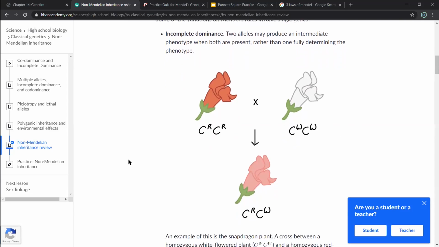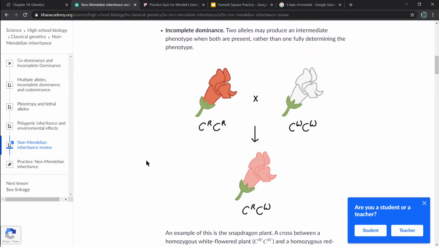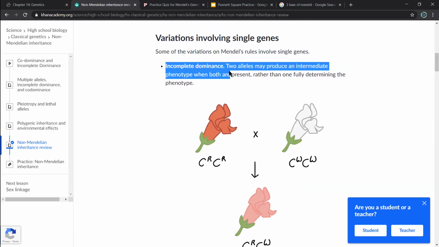Now, look here. The heterozygous state actually turns into a pink flower. It's a blend of the two other homozygous states. And this is what we call incomplete dominance. Incomplete dominance is when you have two alleles in their heterozygous state that produce an intermediate between the homozygous states. So that's what incomplete dominance is.